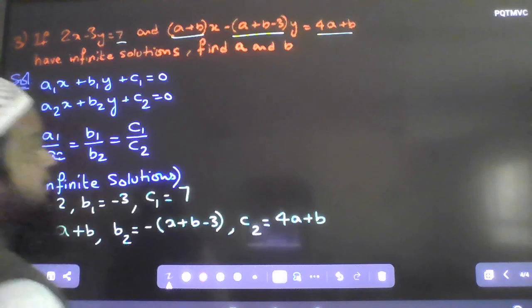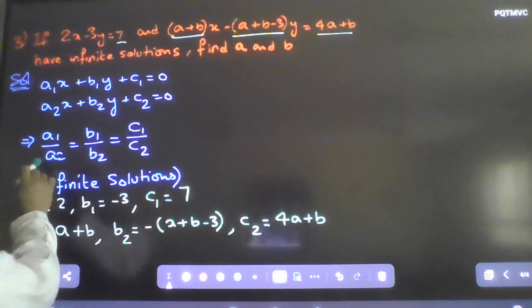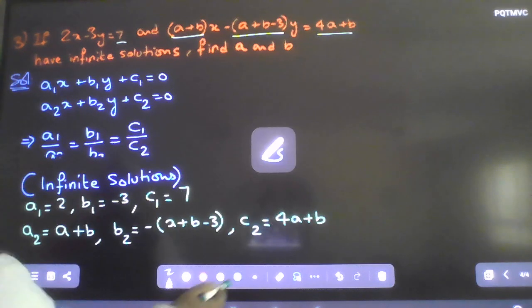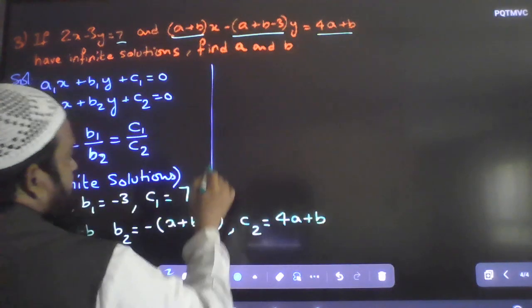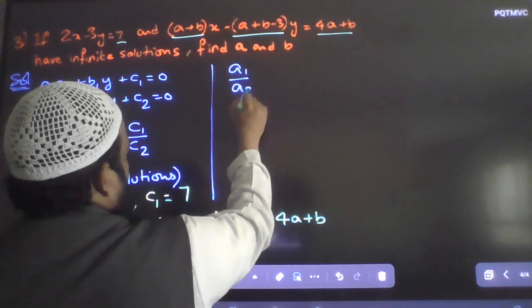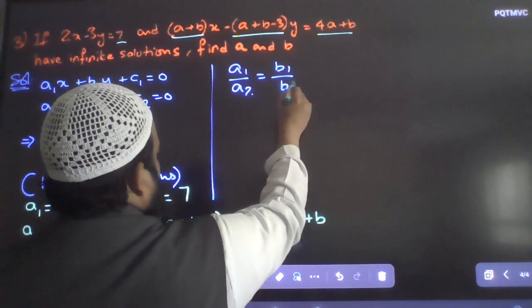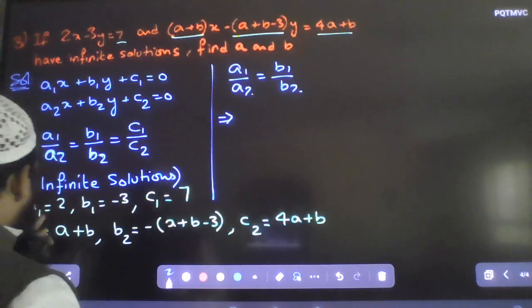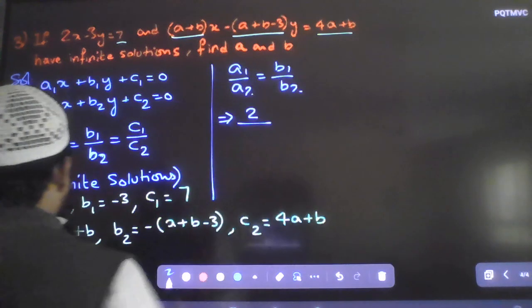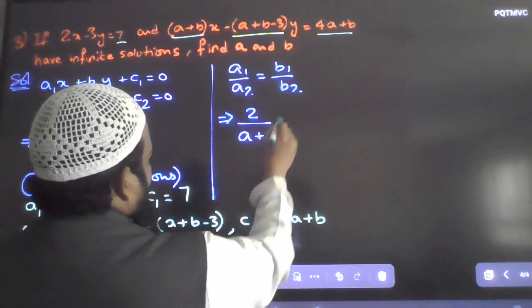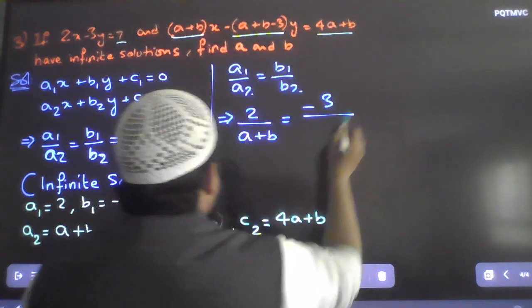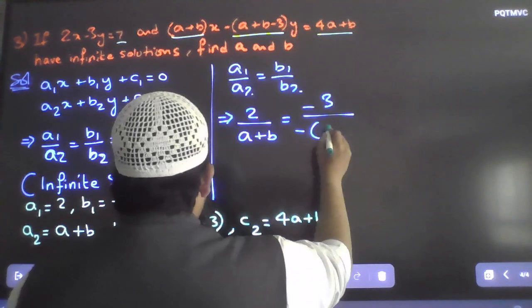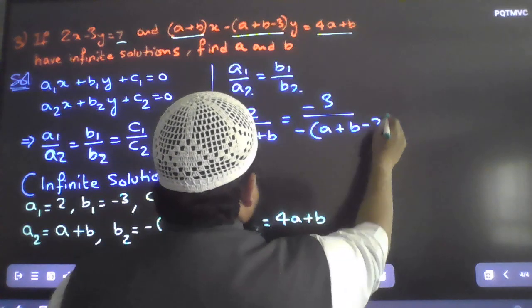Anyway, we have for infinite solutions a1 by a2 is equal to b1 by b2, right? So let us equate these two first. So a1 by a2 equals b1 by b2. That implies, what is a1 here? It is 2 divided by what is a2? a plus b. That equals what is b1? b1 is minus 3 divided by what is b2? Minus of (a plus b minus 3).